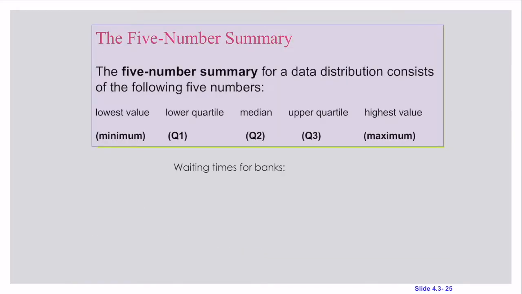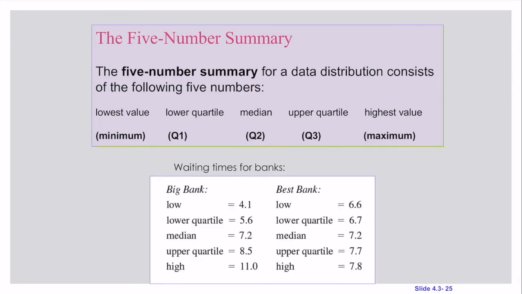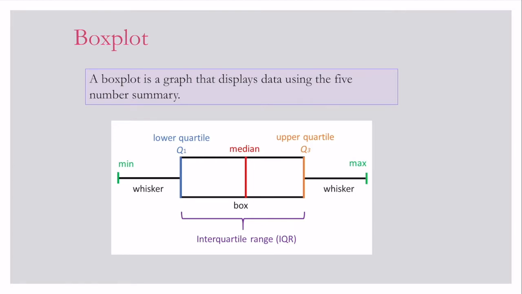So here's the 5-number summary. We take our lowest value, Q1, Q2, Q3, and our maximum value. So if we were given some waiting times for banks, and we had looked at the entire data set in the previous slide, here would be our 5-number summary. A box plot is a graph that displays data using the 5-number summary, and you need to make sure that this is all graphed on a number line, that way we can compare box plots.